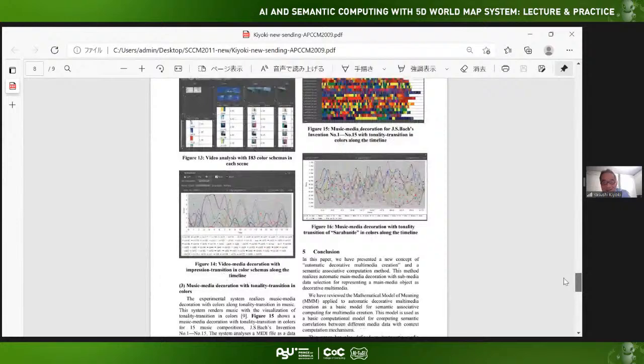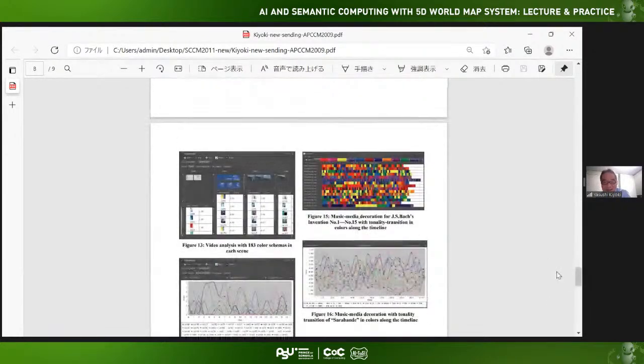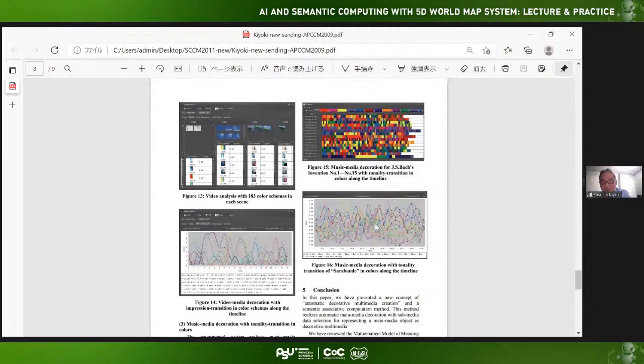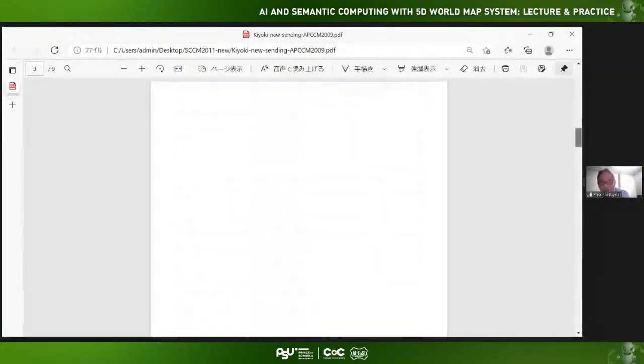And this is a video analysis in colors, like anime, Japanese animation, which can be expressed by impressions along the timeline. What is the change of the atmosphere impression of the animation? This is a research result about semantic computing.